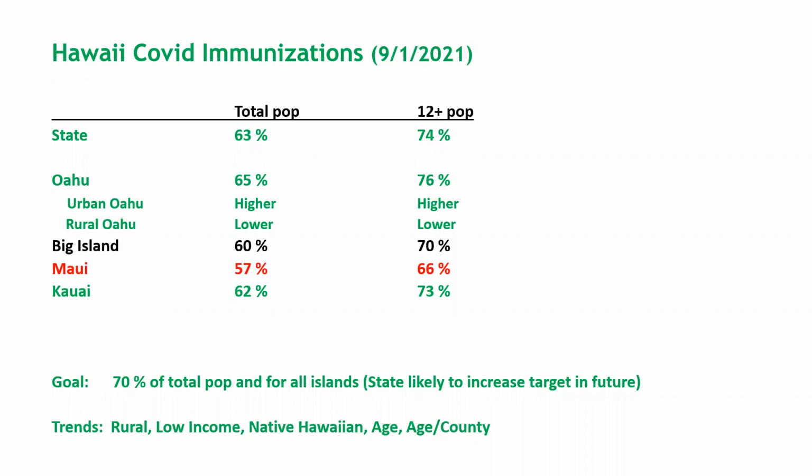Once you go beyond that, though, very low immunization rates. So even lower than Maui. So even though we say Oahu's doing the best, it depends what your zip code is, how well your neighborhood is doing.